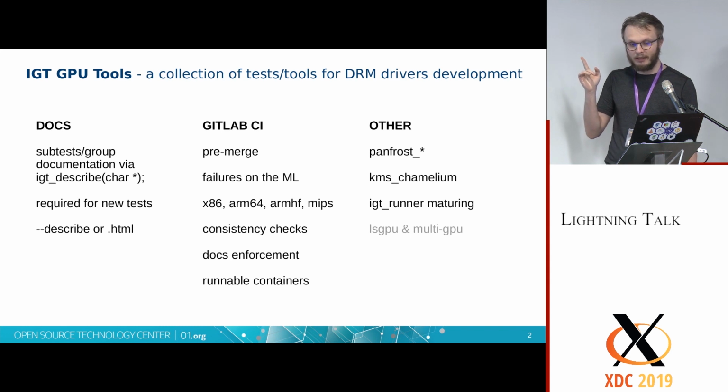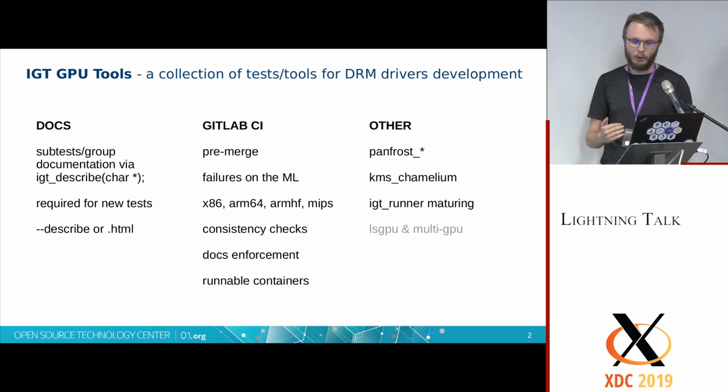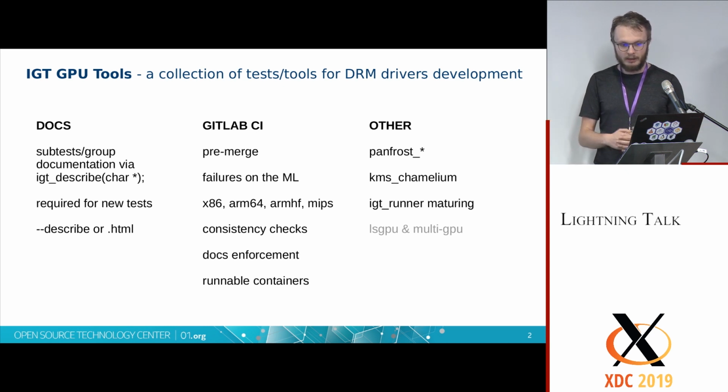What is grayed out here is LS GPU and multi-GPU, because this is currently in flight. So IGT is going to get a new tool called LS GPU, which shows you the topology of DRM render nodes in dev, and also all the information that we get about the devices providing those from UDEV, as well as sys paths and dev paths. So this allows you to just explore and see what you have in the system. And the multi-GPU support means that you can use that information to run IGT on dedicated GPUs.